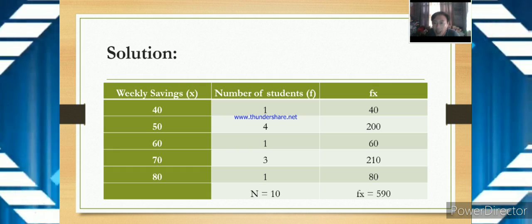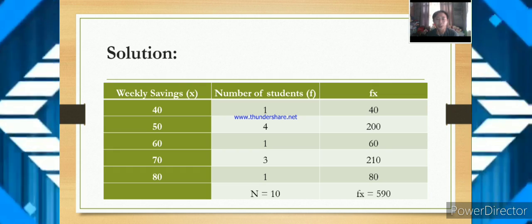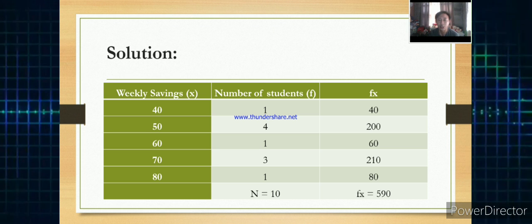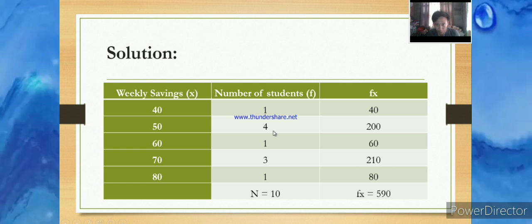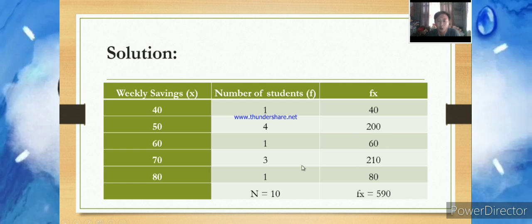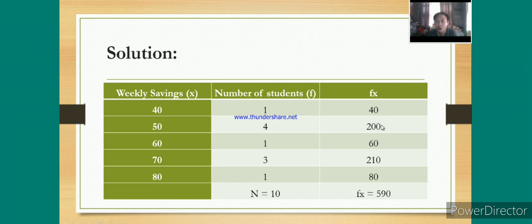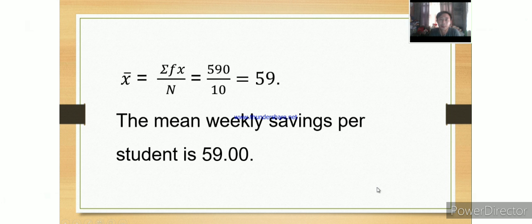Then fx, how do we get fx? We simply multiply the amount of weekly savings by the number of students. So 40 multiplied by 1 is equals to 40. Next, 50 multiplied by 4 is 200. 60 multiplied by 1 is 60. 70 multiplied by 3 is 210. 80 multiplied by 1 is 80. So we have to sum all of these. So summation of fx is equals to 590.